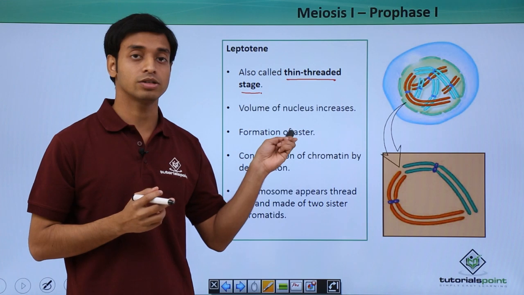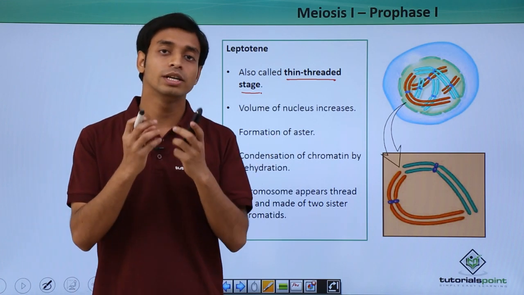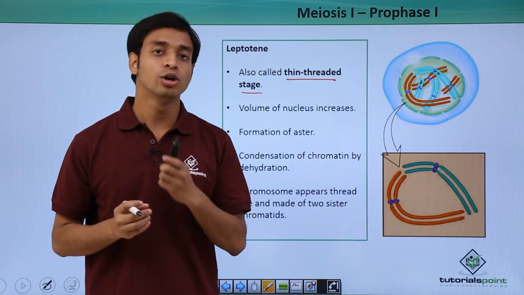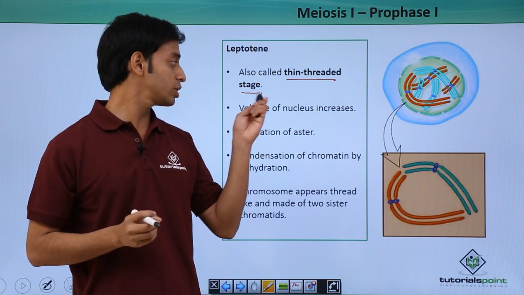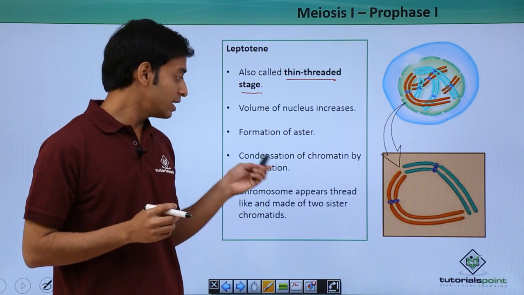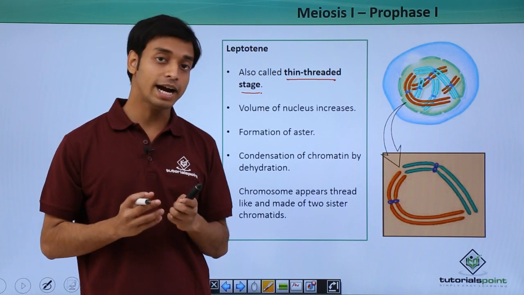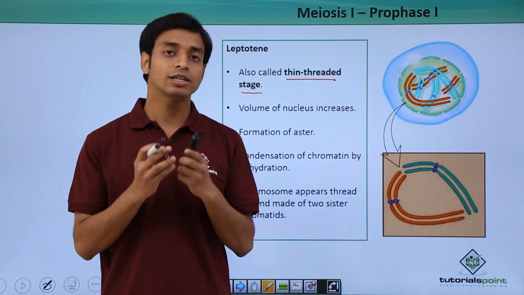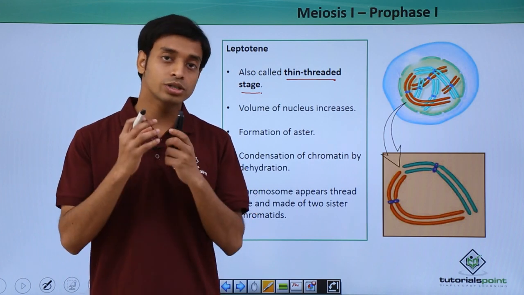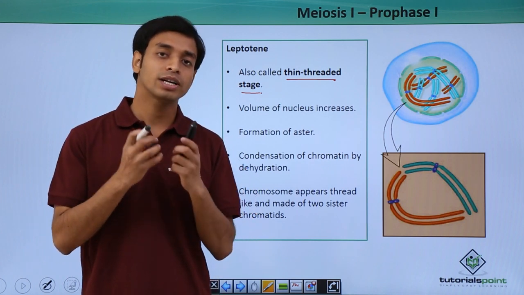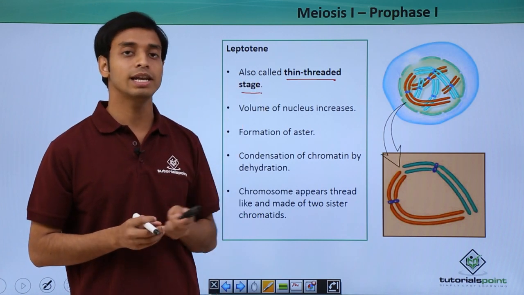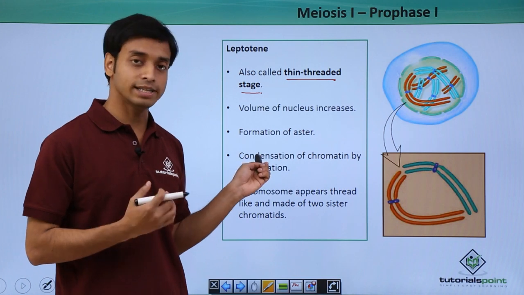The formation of asters. So, we know what are asters? The centrioles start moving towards the poles and they start developing the microtubule protein filament like structures. So these asters, which are star shaped bodies, are formed. The condensation of the chromatin by dehydration. So we know initially that the chromosomes or the DNA is present as chromatin network. So they start dehydrating and they form condensed thin thread like structures, and this starts with the first phase known as the leptotene. So they start condensing.